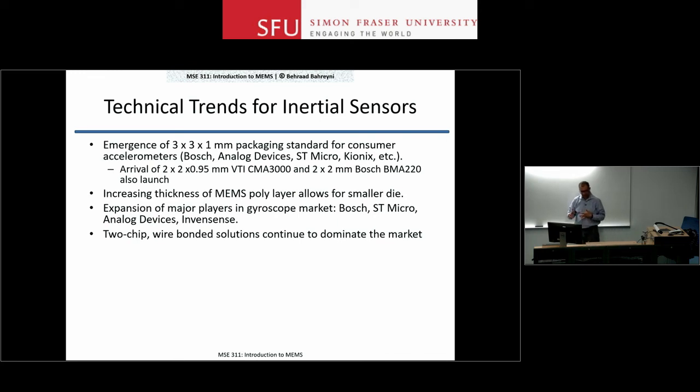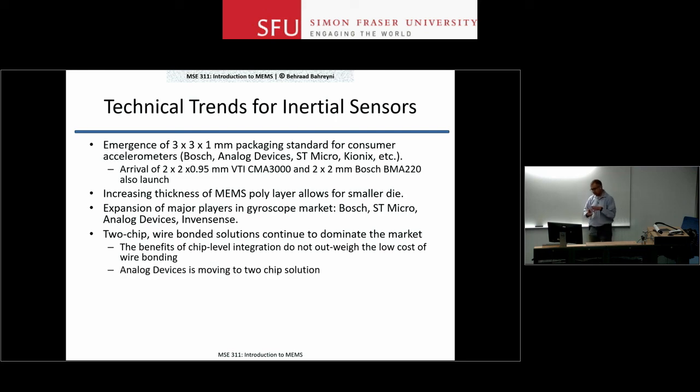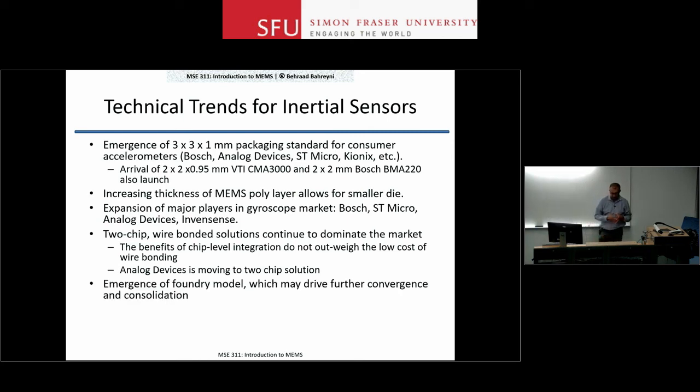As is, we still are benefiting from having a two-chip solution. Most players are doing it that way because you have the best from the MEMS part, you have the best from the electronics part, and then you pay a little bit more in order to bring them together. People are going about using the electronic chip, for example, as a cap chip for your MEMS device, for your MEMS chip, so that you save a little bit on space. But even Analog Devices, which was a pioneer in the field, is moving towards a two-chip solution for some of their high-performance devices.